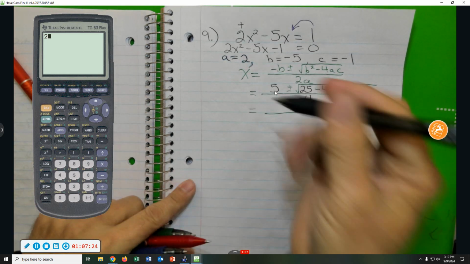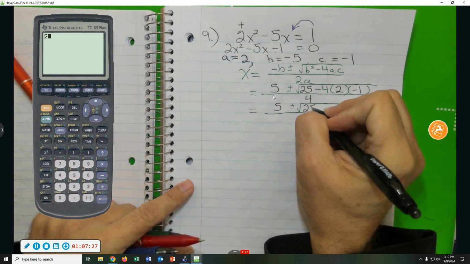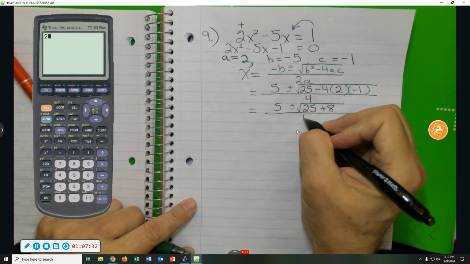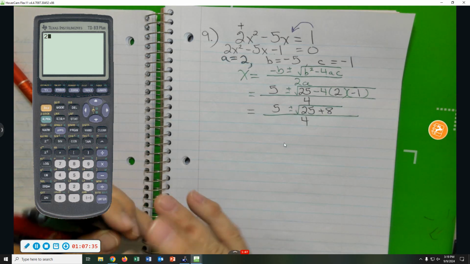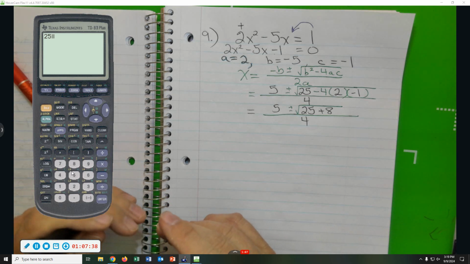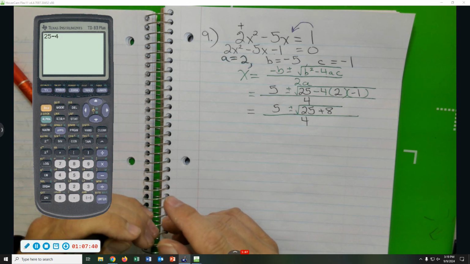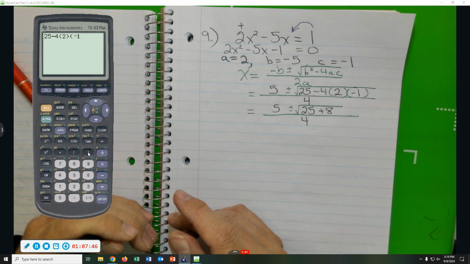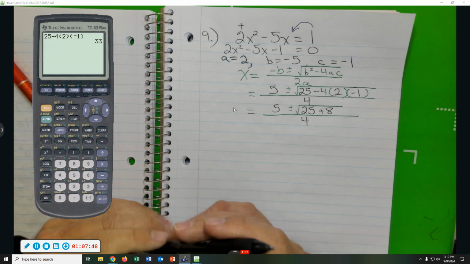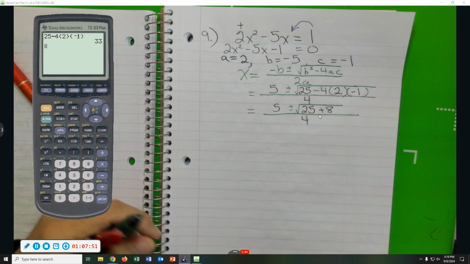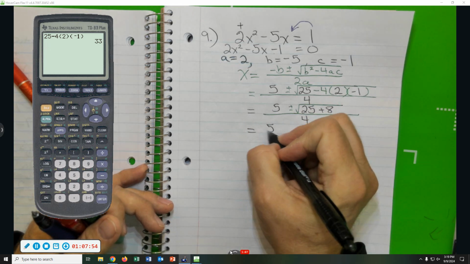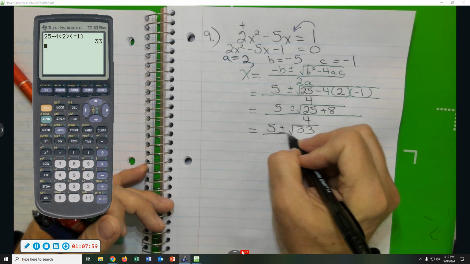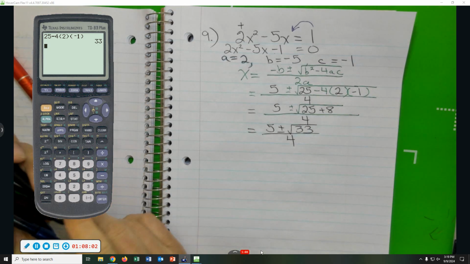So we have a 5 there. We have a 25. Negative times negative gives us a positive 8 all over a denominator of 4. Tony, you've already done it. 25 minus 4 times 2 times negative 1. Well, 25 plus 8 is 33, so we agree with Tony's calculator.